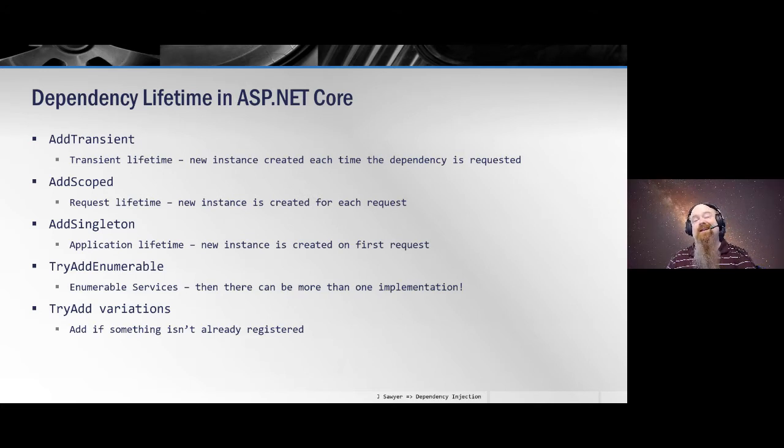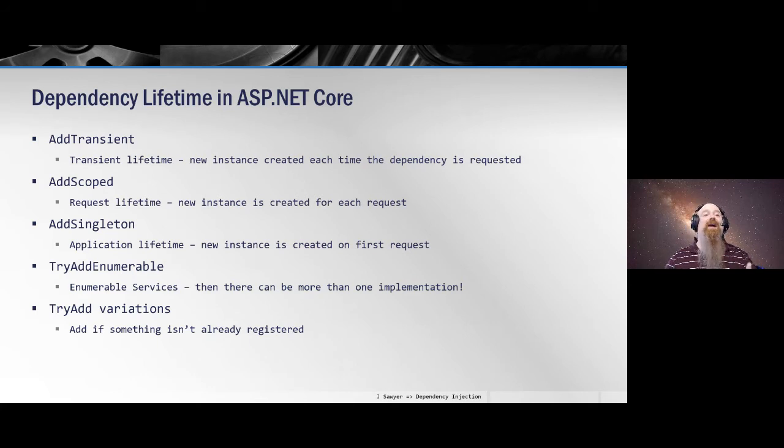Plus, if you decide that maybe it shouldn't be singleton, you can go ahead and change it to scoped or transient, and you don't have to change any of your client code. In fact, your client code is completely blissfully unaware of whether it is transient or scoped or singleton. It doesn't know. It doesn't care. As long as it gets the client that it needs, it's happy.